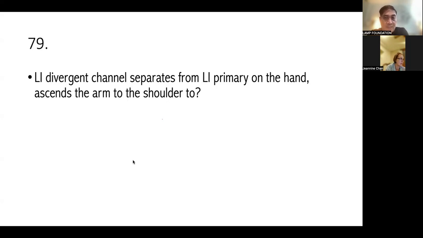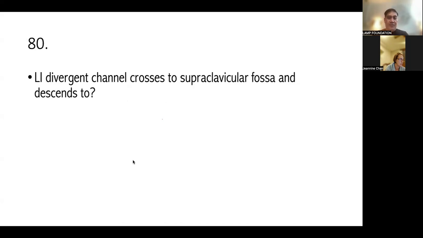To what? Ascends the arm to the shoulder at LI-15. Very good. Into the spinal column. The LI divergent channel crosses the supraclavicular fossa and then it descends to where? Descends to the thorax, breast, lung, and large intestine. Very good. Thank you very much, Ma'am Lynn.